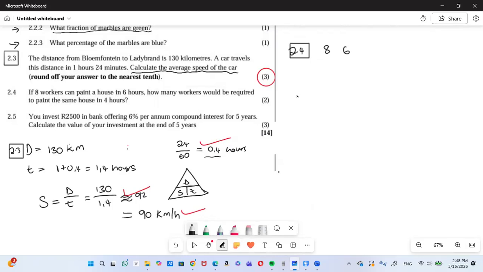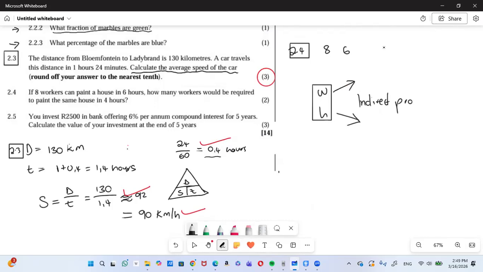So now we want to know. Let's just do it this way. We have workers and we have hours on the same house, right? So the more workers we have, are we going to work more hours or less hours? The more workers we have, the less hours we are going to work, right? So what is the relationship between these two? Is it direct or is it indirect or inverse? In this case, it's an indirect proportion. Because when one variable increases, the other one is going to decrease.